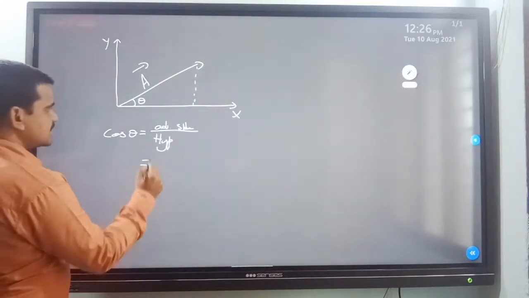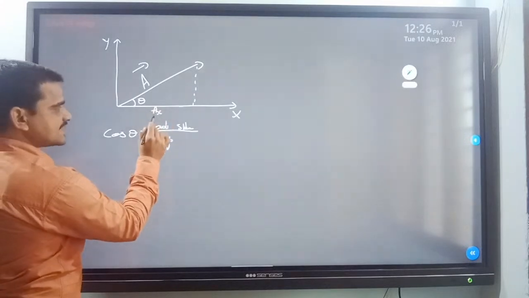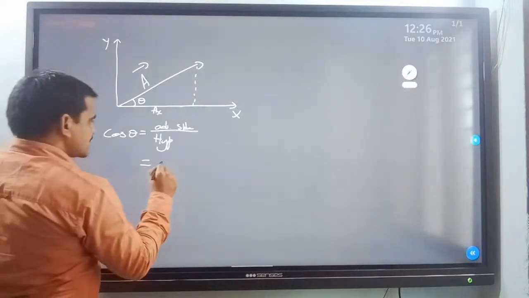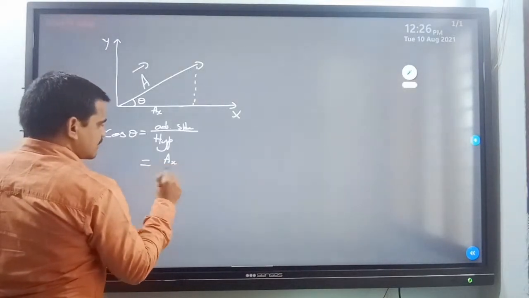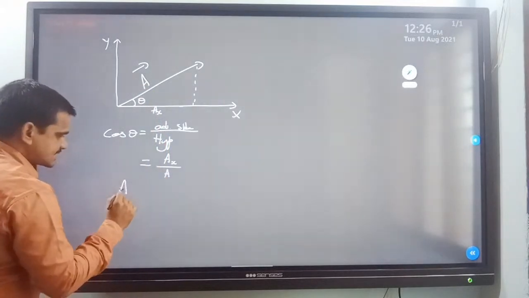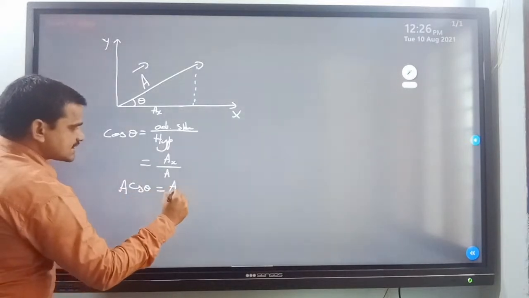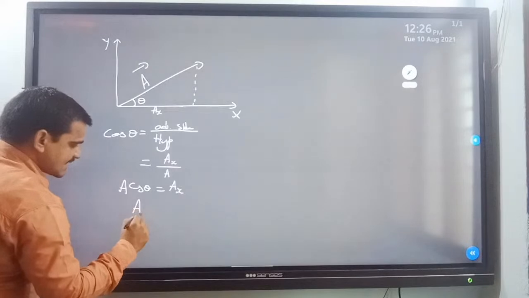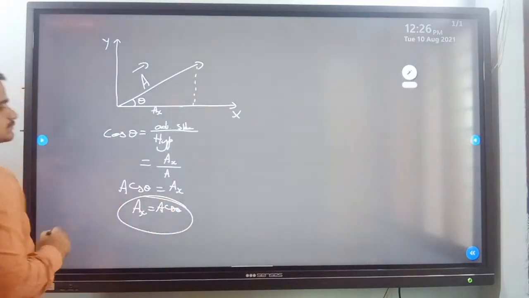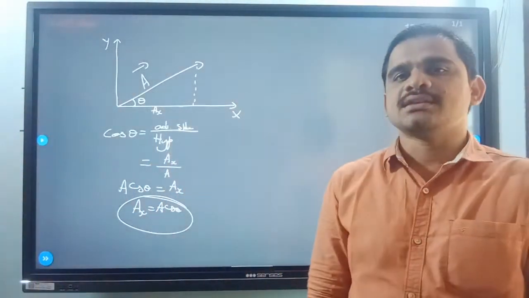What is the adjacent side? This one. I am naming this one as AX. Why am I writing AX? Because it is along the x-axis. AX by hypotenuse. This is the hypotenuse A. From here, tell me what is AX. Bring this A cos theta here. A cos theta is equal to AX. So I can write AX as A cos theta. Understood here? AX is A cos theta.